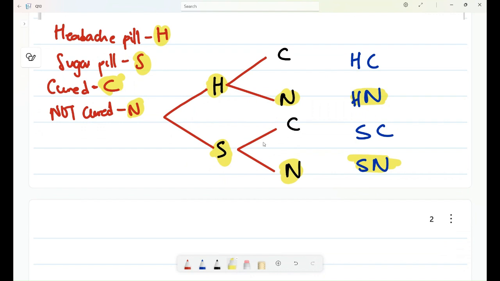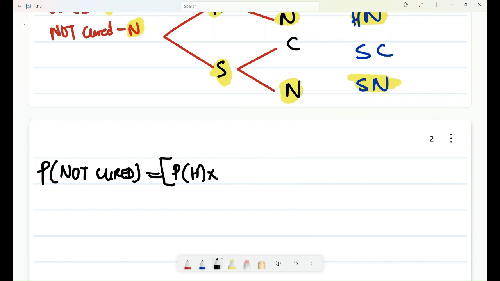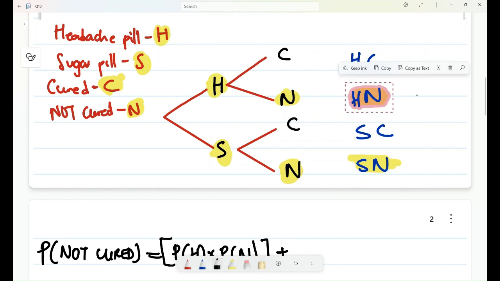So we are going to use the probability that this particular person is not cured. It is going to be whether that person took a headache pill and not cured, plus, because HN is the same as saying headache multiplied by not cured, right?